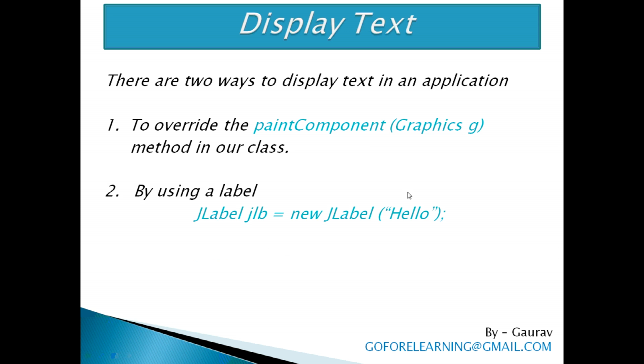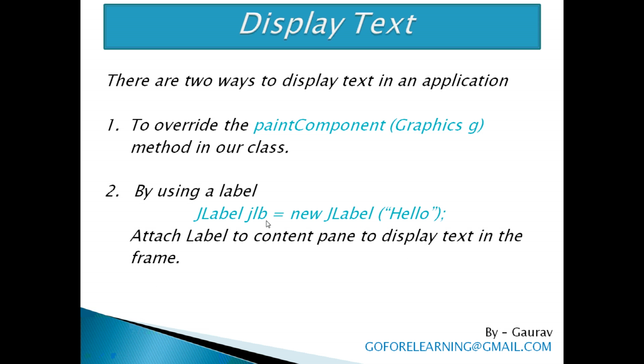Another one is by using a label as a JLabel object: JLabel jlb = new JLabel, and whatever label you want to pass, we need to write inside that parameter, like "hello". And this label is attached to the content pane to display text in the frame.